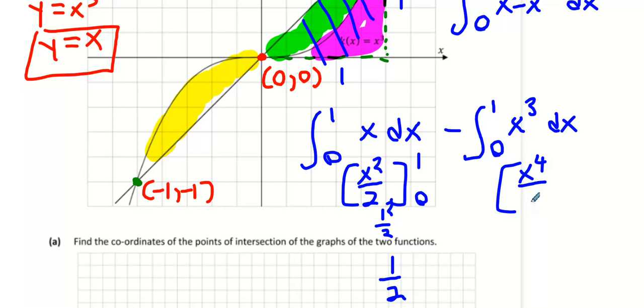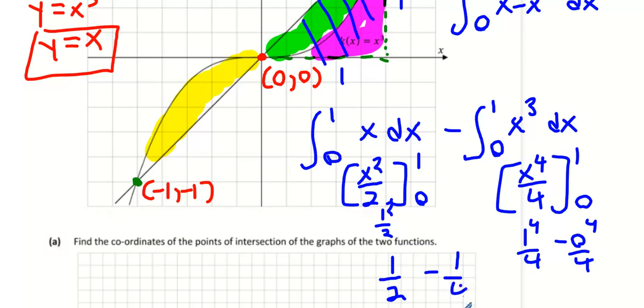X to the power of 4 over 4, and then same deal, isn't it? It's going to be a quarter, isn't it? Because the 0 would be 1 to the power of 4 minus 0 to the power of 4 over 4, just a quarter. And a half take away a quarter. And your answer is 0.25, and you're done.